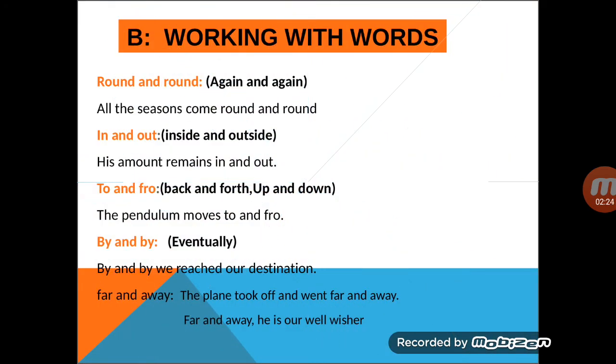Far and away is the next phrase, and he is renowned for his poetry and respected by the people far and away. Next one is round and round. It is also again and again. All the seasons come round and round. They come again and again in a sequence.